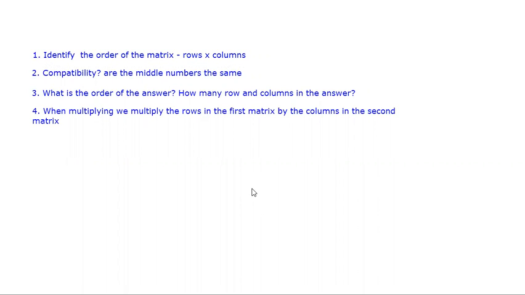And it must be the same position. So position 1 in row 1 must be by position 1 in column 1. Yeah? Position 2 in row 1 must be by position 2 in column 1. And we always multiply rows by columns, rows by columns. All right, guys, so that should sum it up.